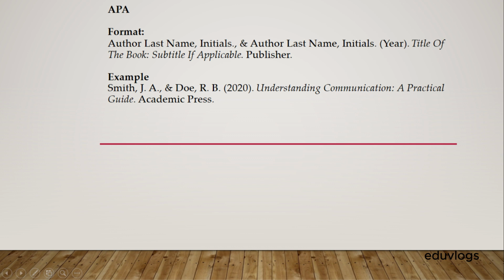Now, in this book, Smith J.A. is the first author. Smith is the first author's last name, J.A. are the initials, and Doe is the second author's last name. R.B. are the initials. 2020 is the year of publication. Understanding Communication is the title of the book. Then it has a subtitle, which is a practical guide. Then Academic Press is the publisher. This is a very simple example of how to reference a two-authored book.